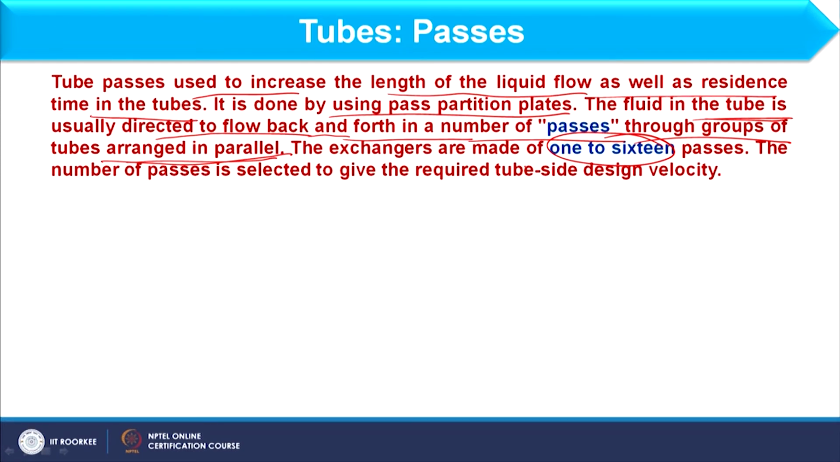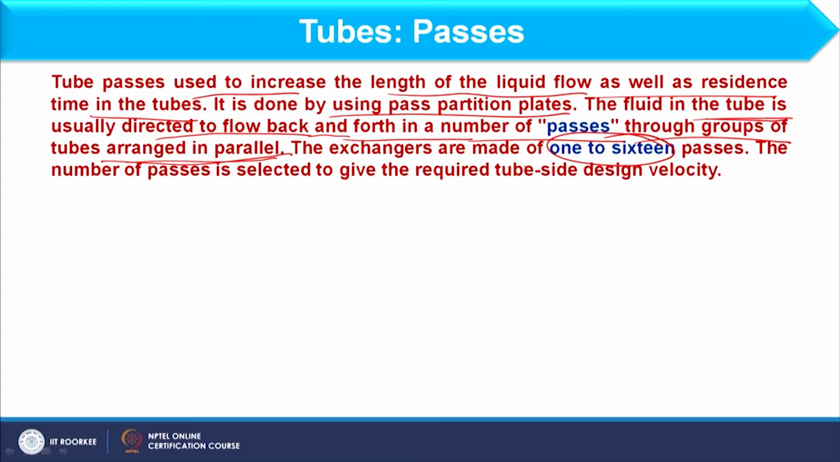Now what I am doing basically is putting fluid into a smaller number of tubes. It means I am increasing the velocity. Okay. So if I have to increase the tube side design velocity, I should increase the number of passes. Fine. So as I have already discussed, passes are up to 16 in number. We can see some examples of these passes.